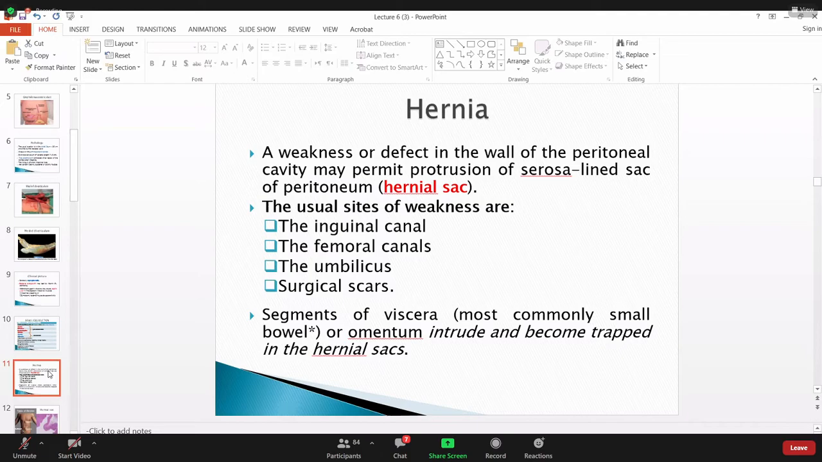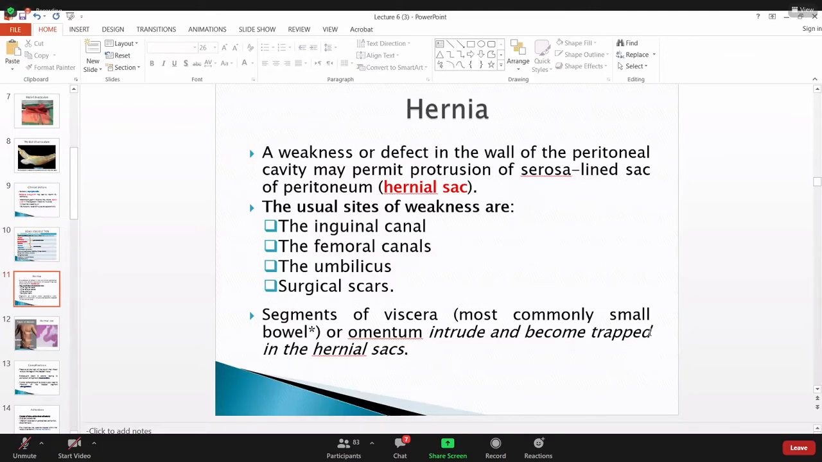The usual sites of weakness are the inguinal region, and the femoral canal, which we call femoral hernia; I will show you a picture now. The umbilicus, which we call umbilical hernia, is common among pregnant ladies. And the surgical scars are the most common areas of weakening, where a protrusion of a sac happens and the hernial sac enters carrying part of the bowel.